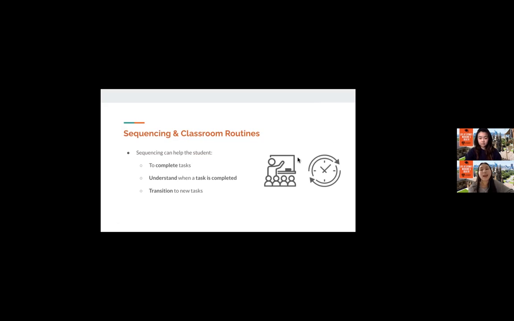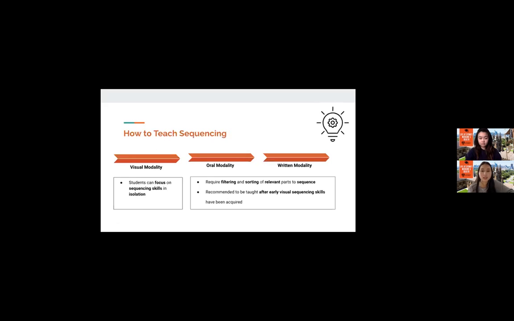I'll now be talking about how to teach sequencing skills. It's often recommended that sequencing skills are taught systematically so that children can acquire and consolidate the skill over time. So it's recommended to start with visuals before moving on to the oral and then the written modalities. Starting with the visual modality will allow the child to focus entirely on building just their sequencing skills.